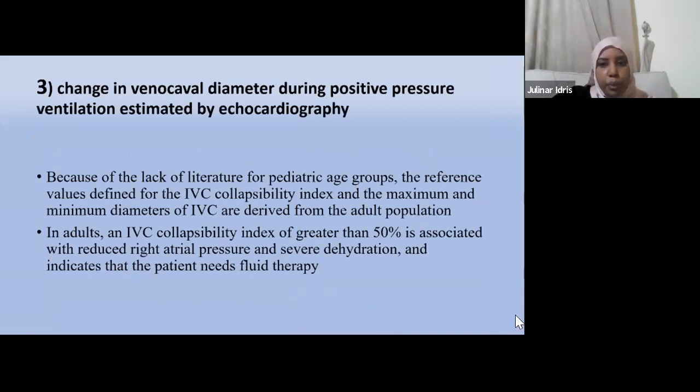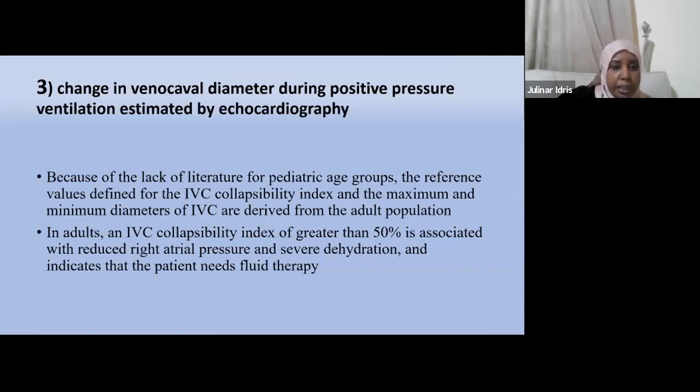The third maneuver which was used and investigated thoroughly is the change in the vena caval diameter during positive pressure ventilation. This is estimated by echo. They found the reference value for the IVC collapsibility index, so they are measuring by echo the IVC diameter during expiration and during inspiration, the maximum diameter and the minimal diameter. And they found a collapsibility index of 30% as a cutoff point of fluid response.